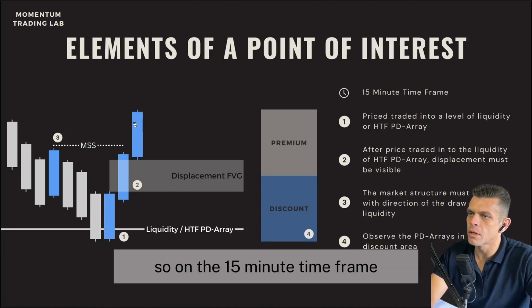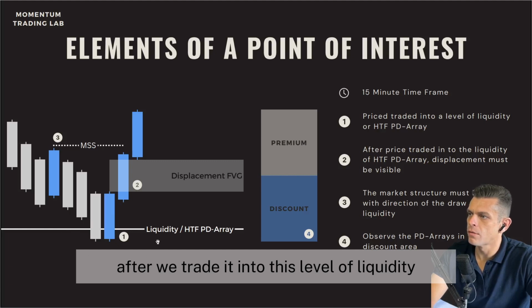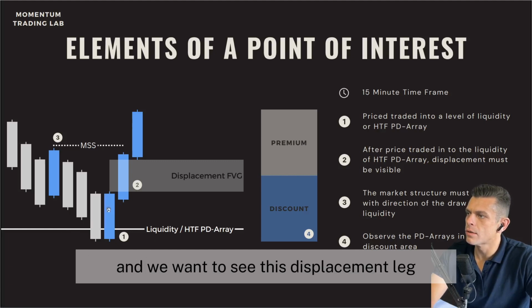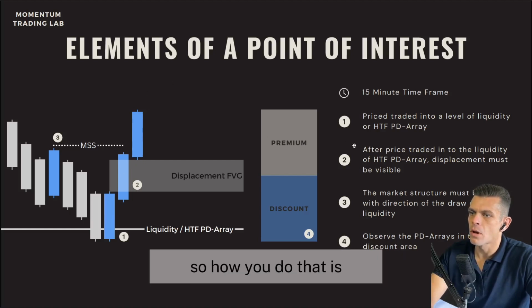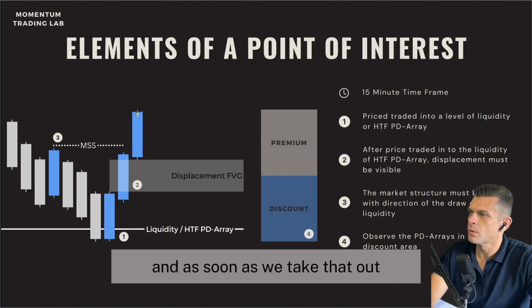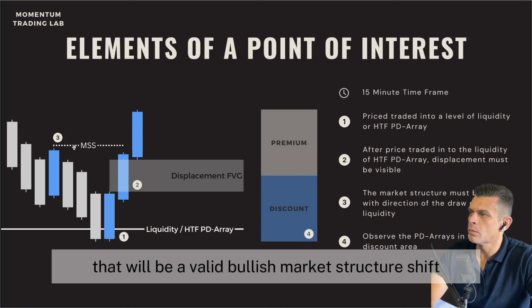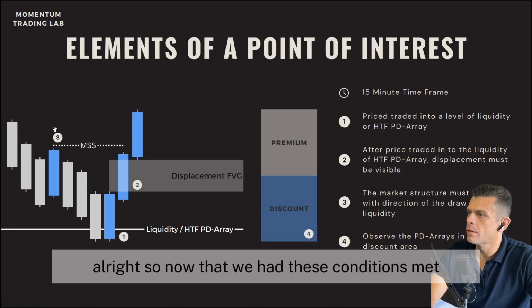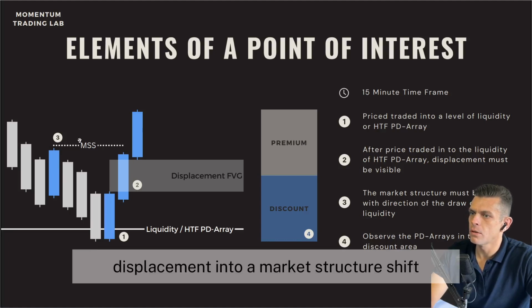So on the 15-minute time frame, you want to see that there is a fair value gap created after we traded into this level of liquidity, and we want to see this displacement leg break the market structure into a bullish market structure. So how you do that is you keep track of the very last lower high, and as soon as we take that out with displacement from a level of liquidity, that will be a valid bullish market structure shift.